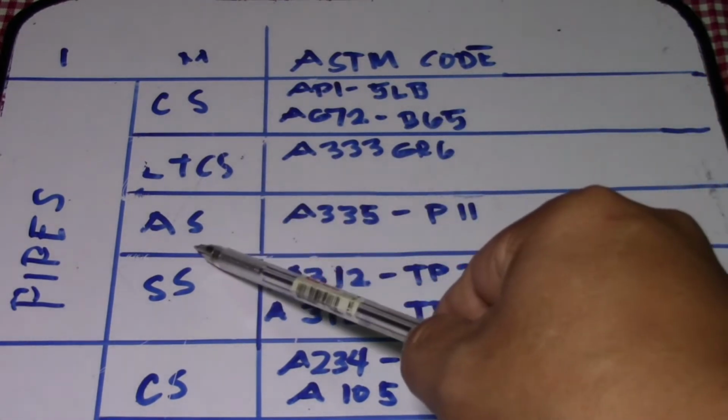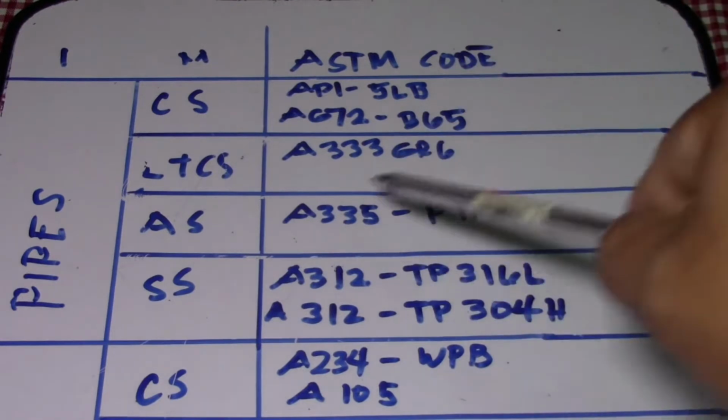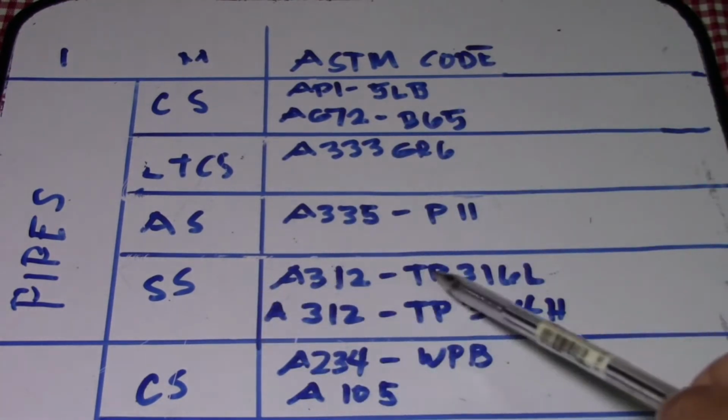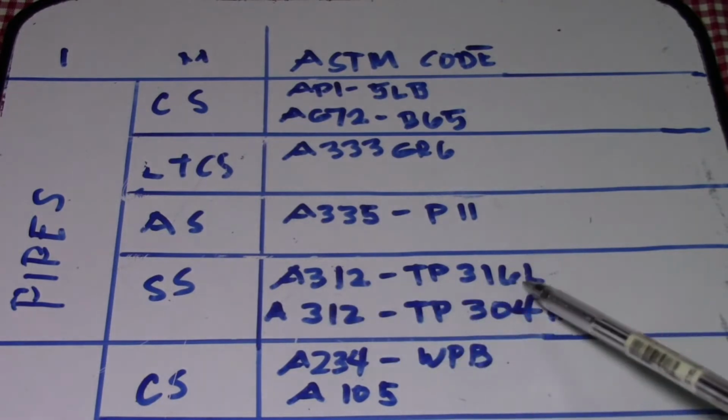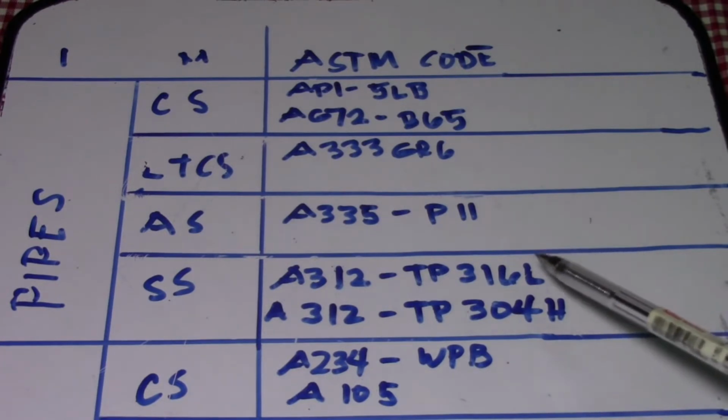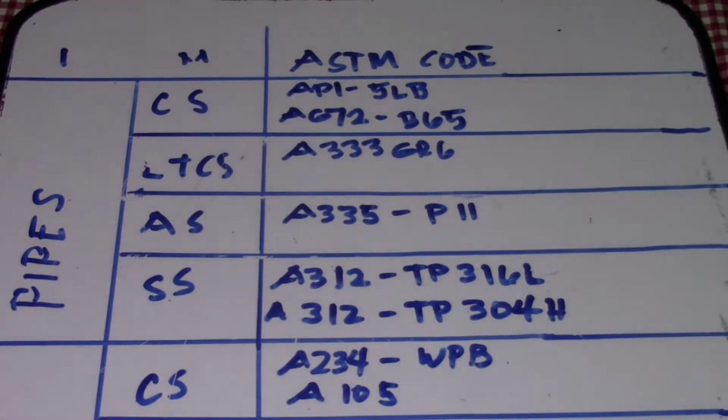For AS, the ASTM code is A335 P11. For stainless steel, we have A312 Type 316L and A312 Type 304H. The H is also SMLS. So both ASTM codes for the stainless steel are SMLS, which is seamless. Next, we have fittings.